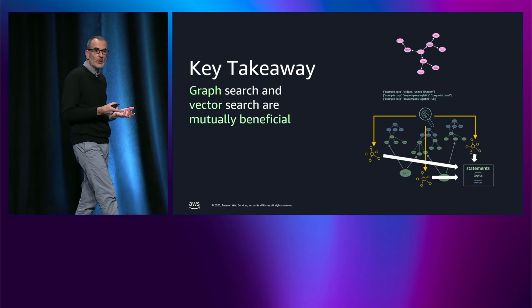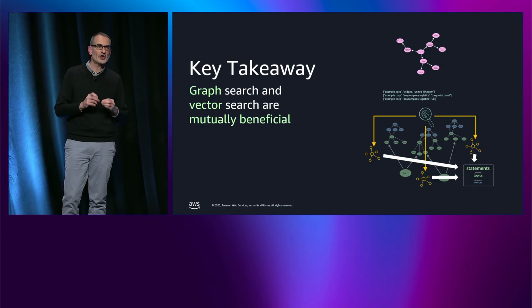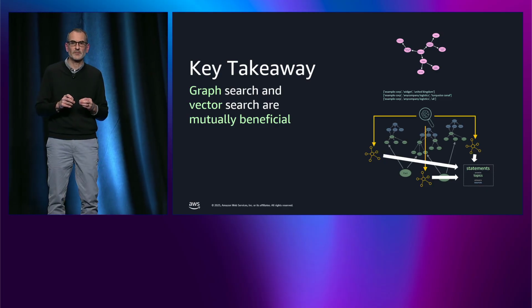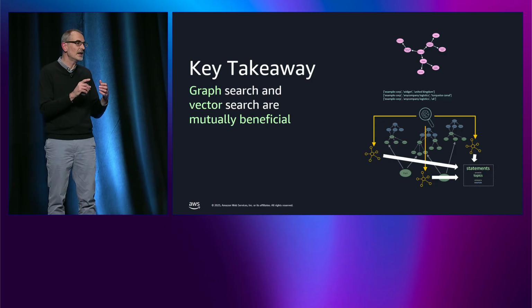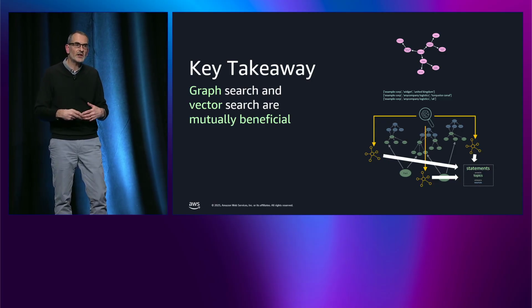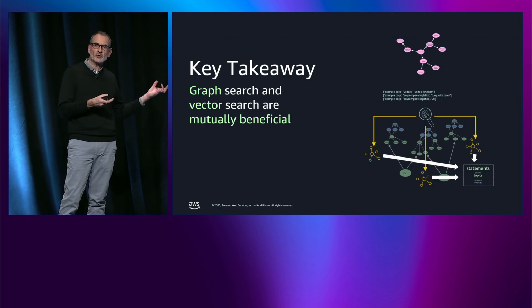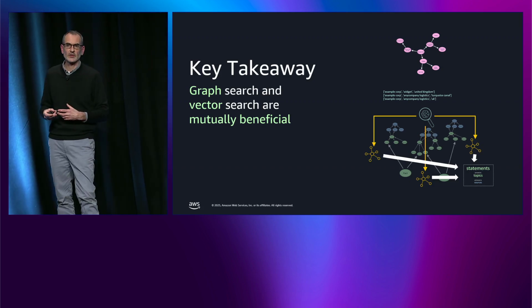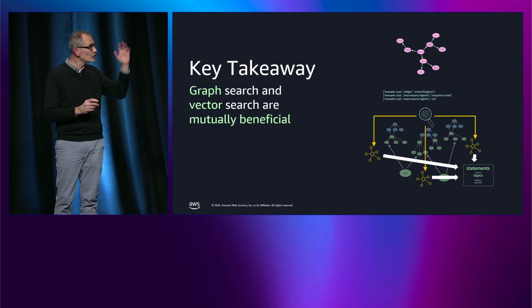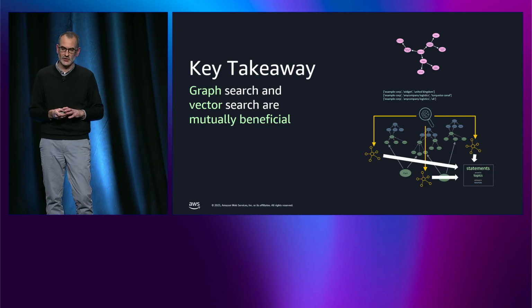So another key takeaway here is that graph search and vector search are mutually beneficial for our kind of use case. Graph search is great at finding all of that structurally relevant content, but vector search is really good at mitigating quality issues in the original question and in the underlying content. So the two work in concert during the retrieval process in order to smooth out any quality issues.